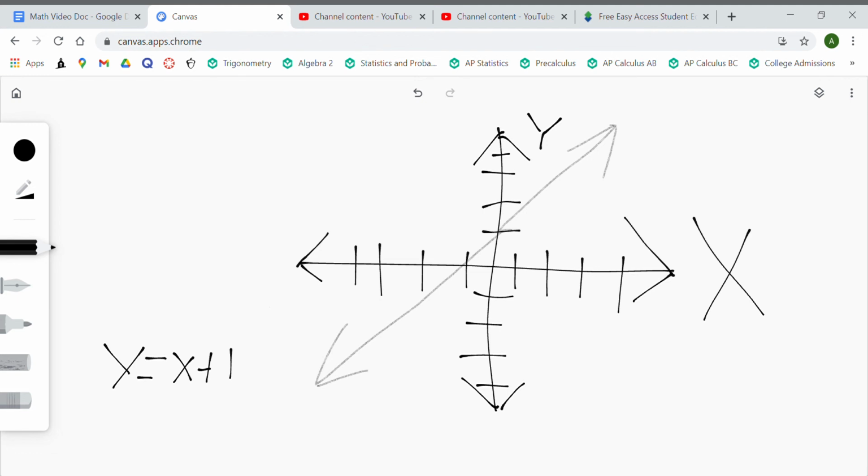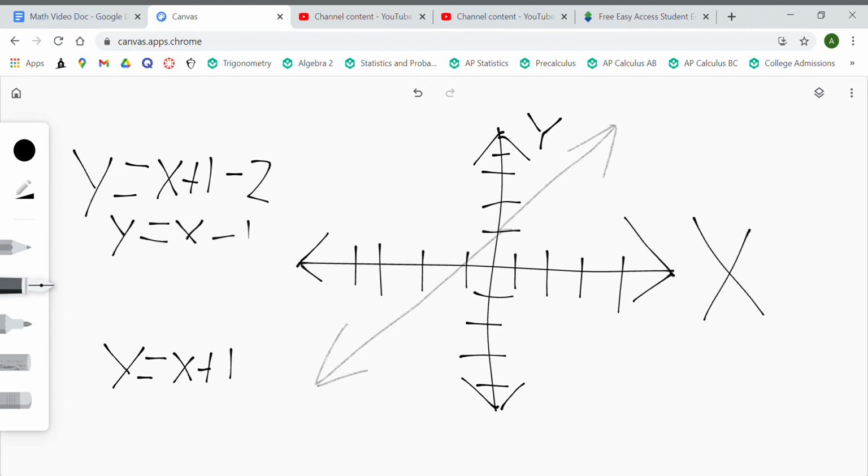Alright, so why don't you try and write its translation equation for 2 units down, and then graph. Alright, so you should have got y equals x plus 1. Really you just need to subtract 2, and then this turns into y equals x minus 1. And guess what? This is the third time I had to draw this exact same line.